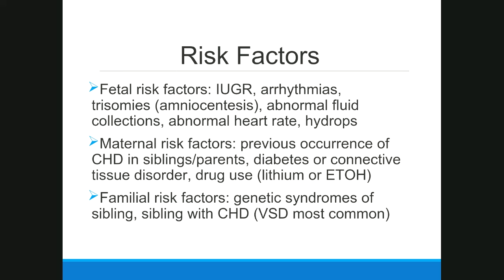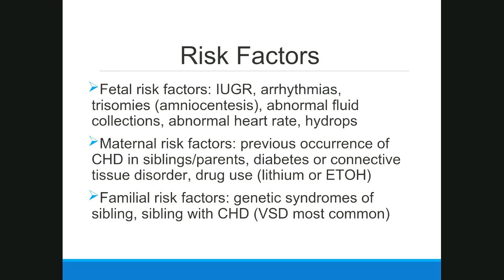So some other risk factors, trisomies. Most of the trisomies have an increased risk for having congenital heart defects. We always talk about trisomy 21 because it is relatively common. Endocardial cushion defects and ventricular septal defects are very common in trisomy 21 cases. More complex defects are typically seen with the other trisomies like 13 and 18.